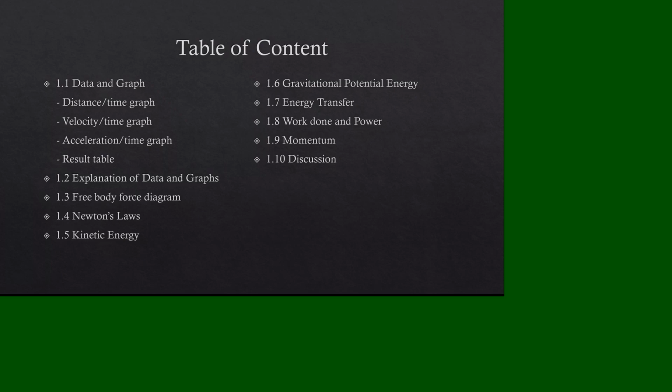1.6 Gravitational potential energy. 1.7 Energy transfer. 1.8 Work done and power. 1.9 Momentum, and 1.10 Discussion.